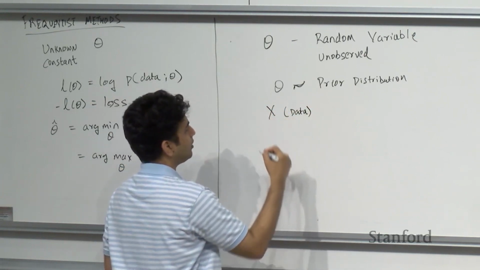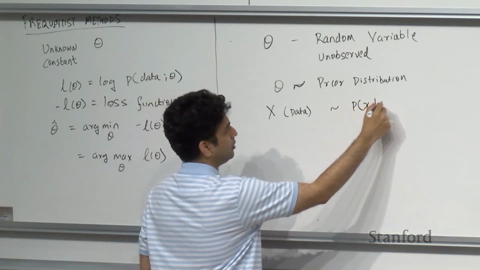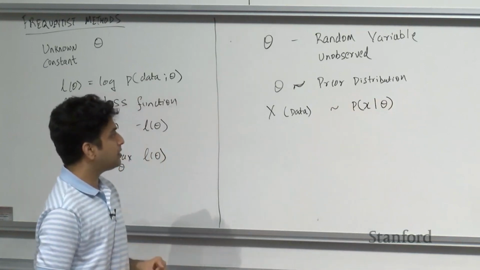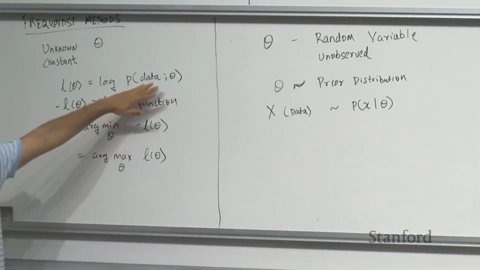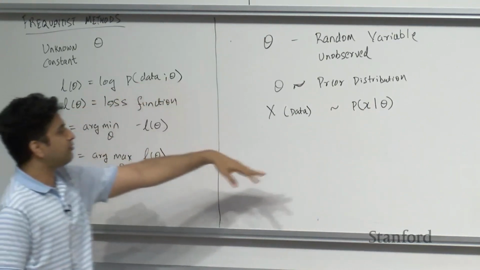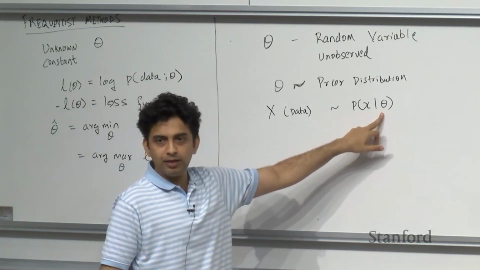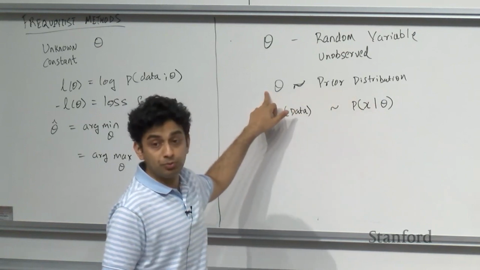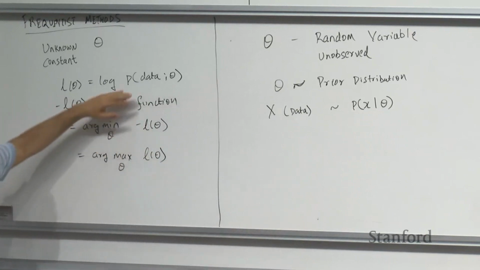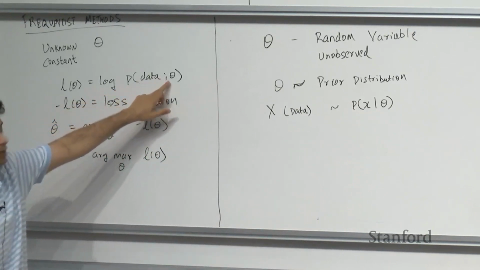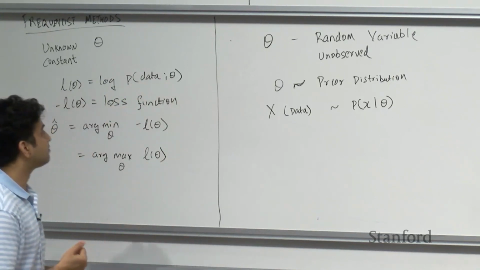We believe that the data comes from the distribution p of x given theta. This generally has the same mathematical form as the likelihood function, but it is different philosophically in the sense that we are implicitly believing theta as having some kind of prior distribution. But the functional form of p of x given theta and the functional form of p of x, semicolon theta, parameterized by theta, are exactly the same, right? But the interpretation is different.